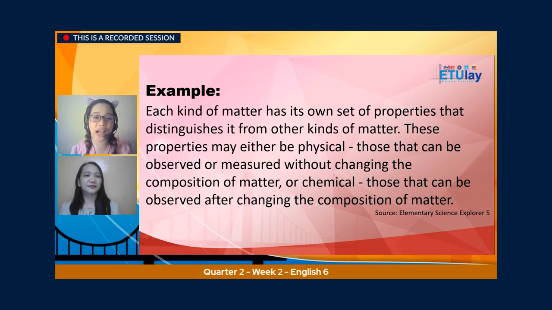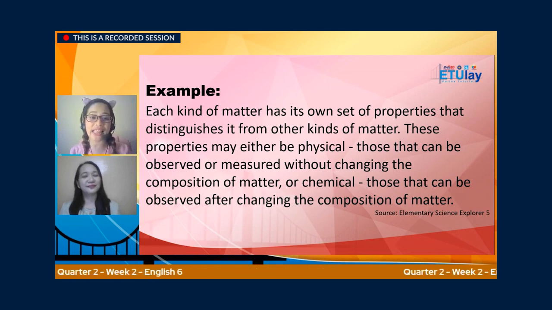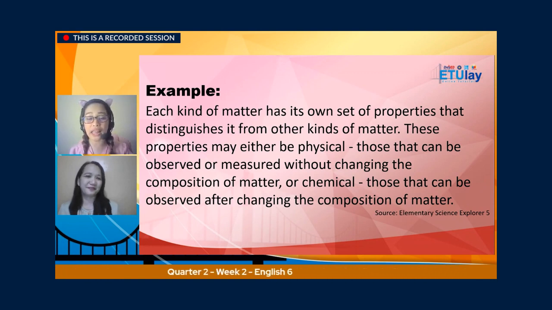Each kind of matter has own set of properties that distinguishes it from other kinds of matter. These properties may either be physical, those can be observed or measured without changing the composition of matter, or chemical, those that can be observed after changing the composition of matter. And the source is Elementary Science Explorer 5.